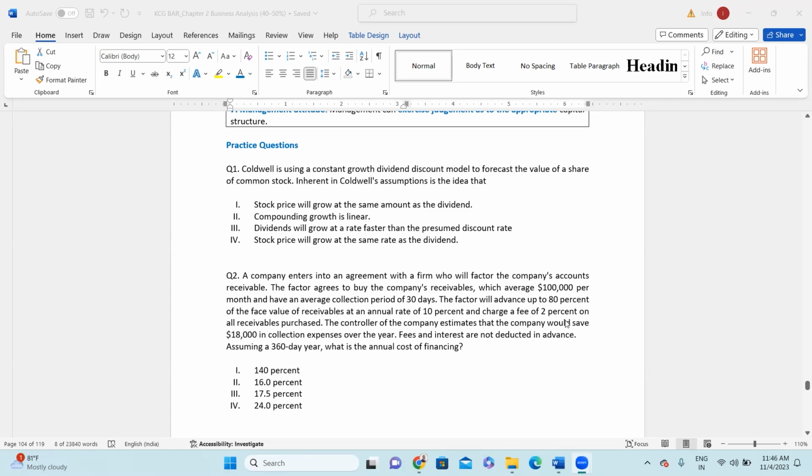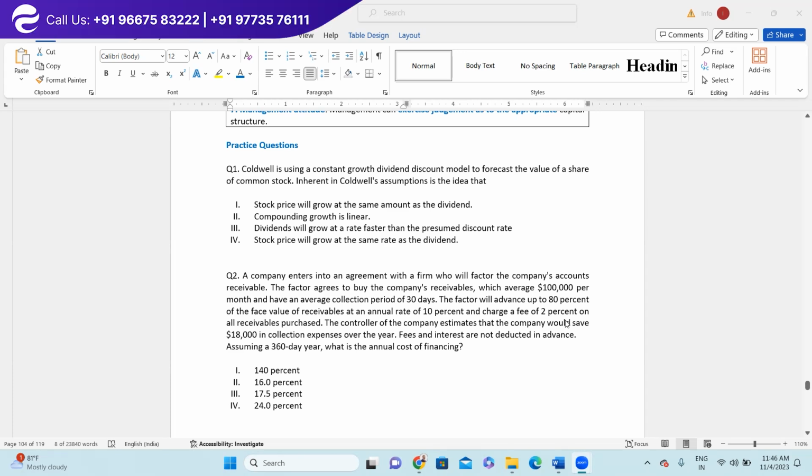So here the crux of the question is, you have $100,000 per month account receivable, which is 30 days due. That means the credit period is 30 days. And the factor will advance up to 80%. That means 80% of account receivable you'll be receiving in advance and 20% you will receive later on, right? And the annual rate of return is 10% and the fee the factor will be charging is 2% on the account receivable which the factor is purchasing.